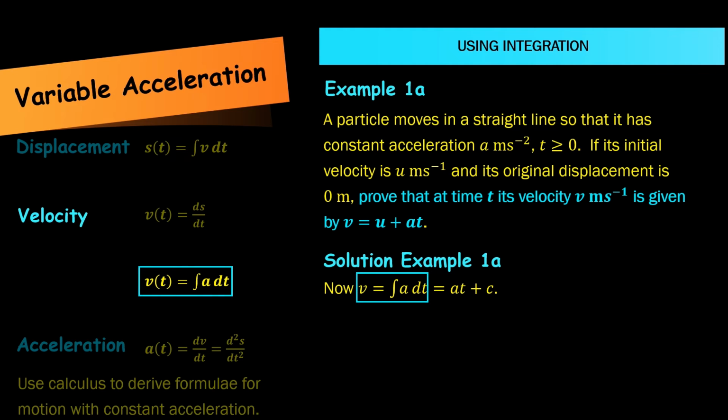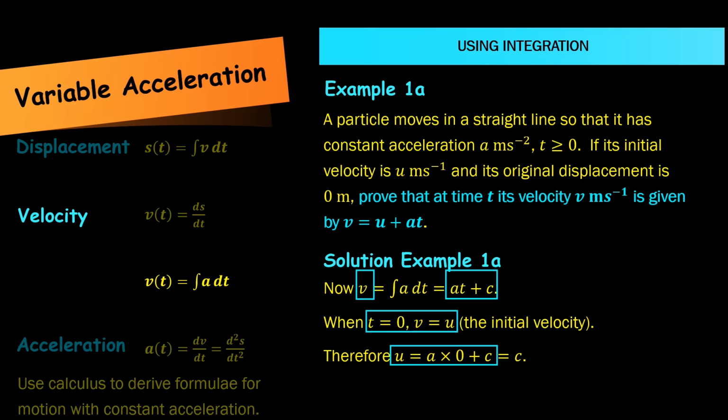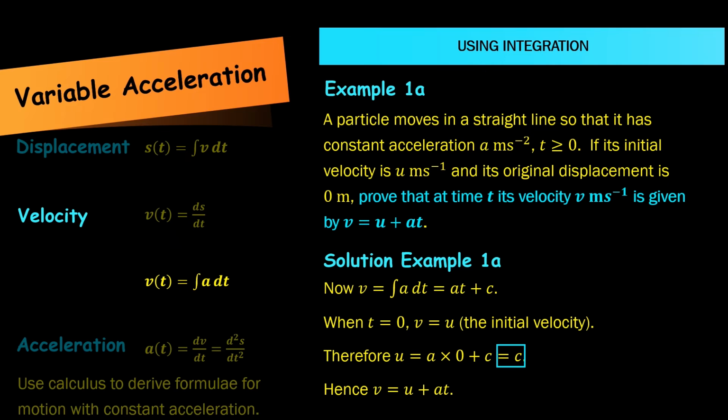We have from our formulae that v is equal to integral of a dt, and therefore if we integrate this expression we have at plus a constant c. Now from our example we know that when t equals 0, v is equal to u, which is of course the initial velocity. Therefore, if we plug in t equals 0 into this equation, we obtain u equals c. And therefore, v equals u plus at.